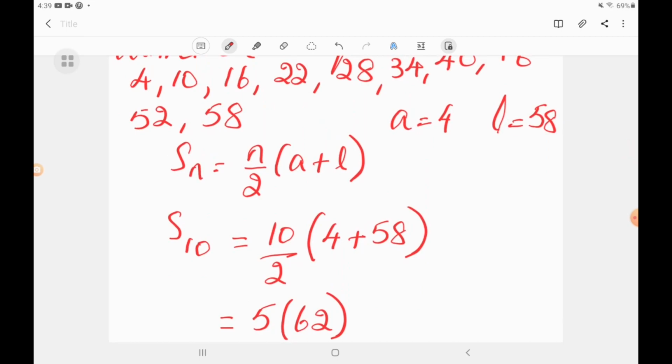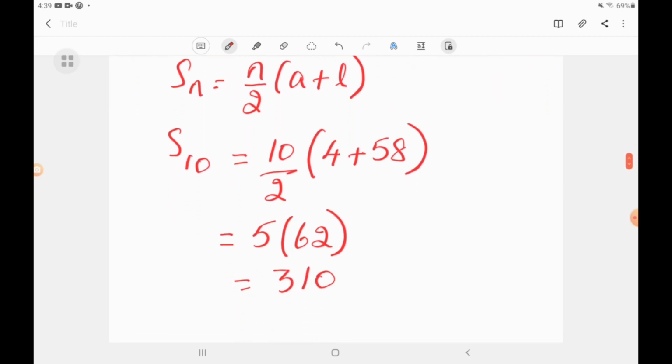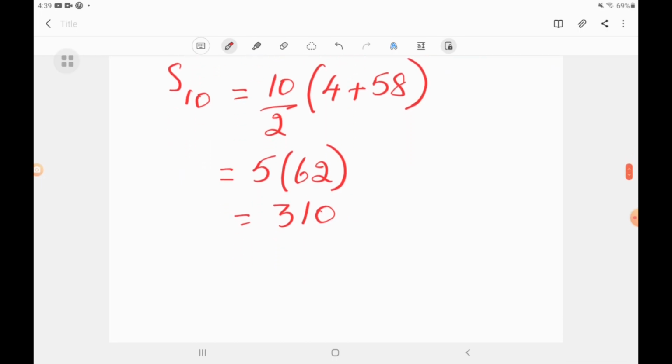Sn is equal to n divided by 2 times (a plus l), and therefore the sum of all these 10 terms given is equal to 310. Now let's look at another example.